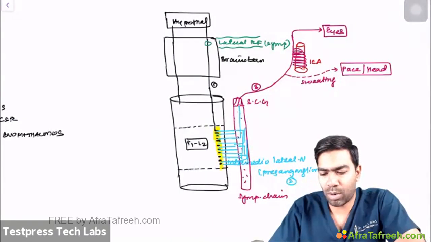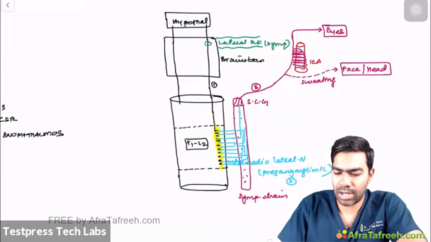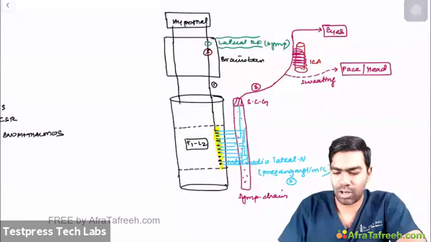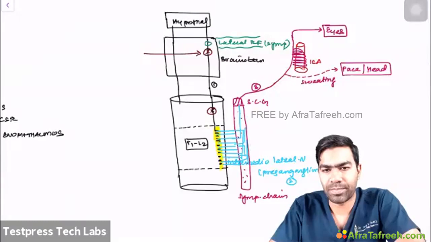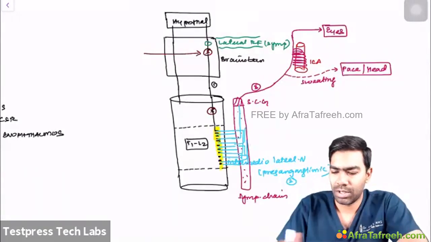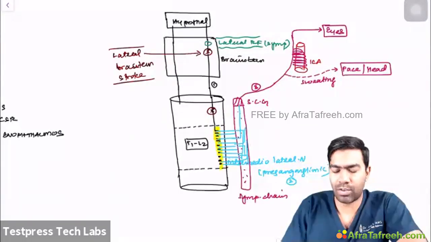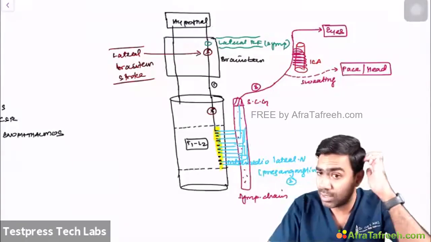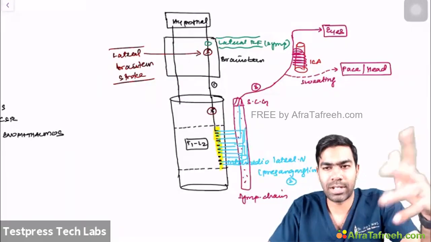So basically, your problem can be in the first order neurons. The problem in the first order neurons can happen at the brainstem level, or it can happen at the spinal cord level. The best example of a Horner syndrome happening at the brainstem level is probably a lateral brainstem stroke. So why lateral brainstem strokes? Because as I've drawn in this image, the lateral reticular formation is the one that carries the sympathetic fibers, and of course, they are present in the lateral side of the brainstem.